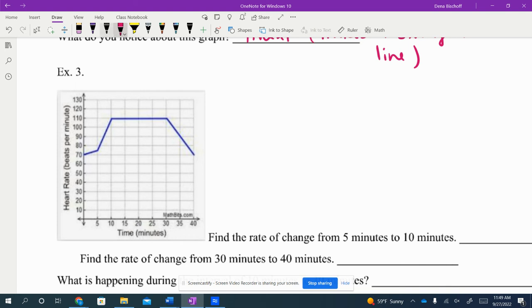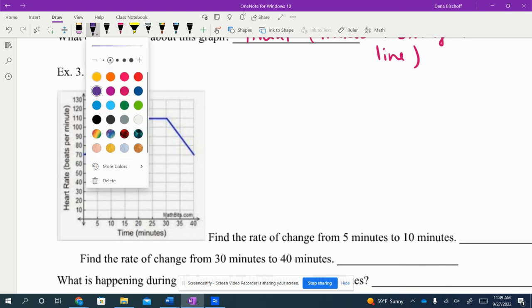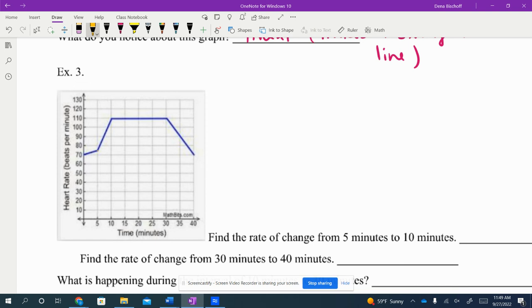So I'm looking at it from 5 minutes, which is right here, all the way to 10 minutes. What is that mark that I just put right here? What's that starting point? 75, yeah. So I'm going to write that ordered pair. That's the ordered pair, 5 minutes, 75 beats. And at 10 minutes, what's that ordered pair? 10 what?